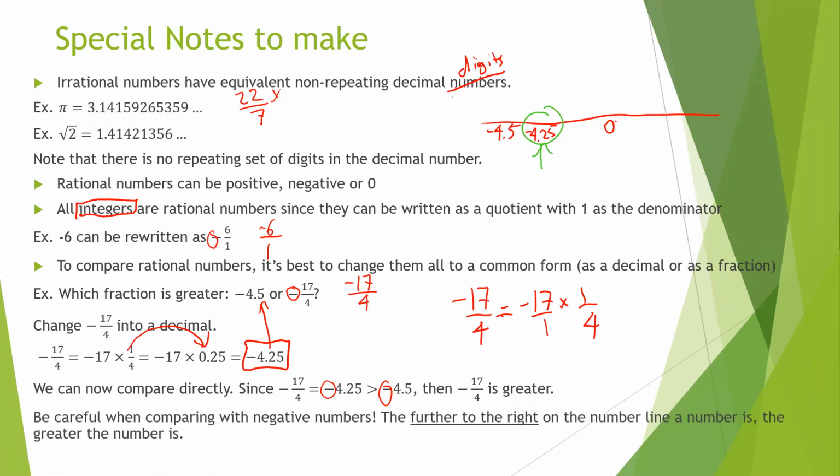So just be really careful when you're comparing with negative numbers. Essentially, the rule of thumb here is, if you want to visualize it, draw it on a number line: basically the further to the right it is, the bigger the number is.